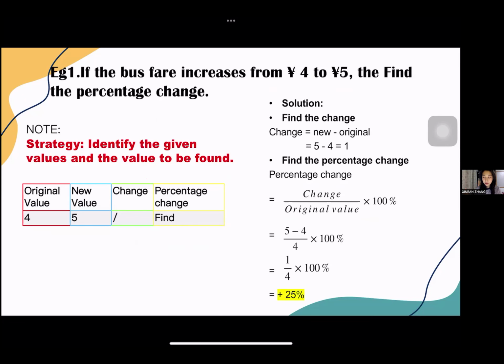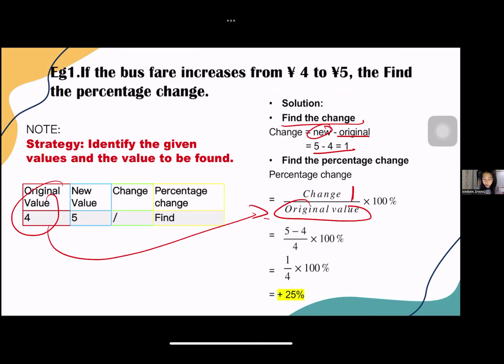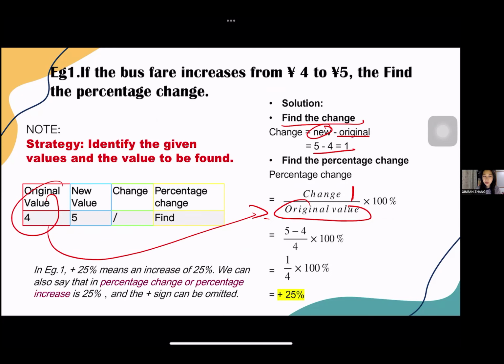So let's see the solution here. First, we can find the change is new minus original, which is 1, and we use the change divided by the original value, which is 4. So we can get a percentage change of 25%, positive. And we can also say that we have a 25% percentage increase. And these are both okay. Because it's a positive number, the positive sign can be ignored.